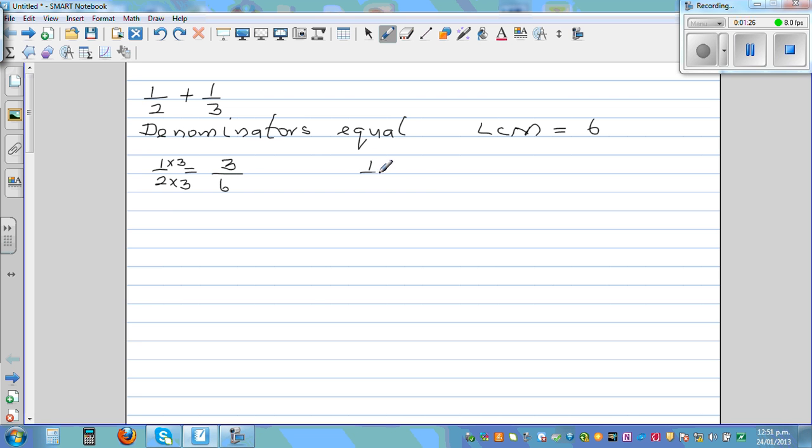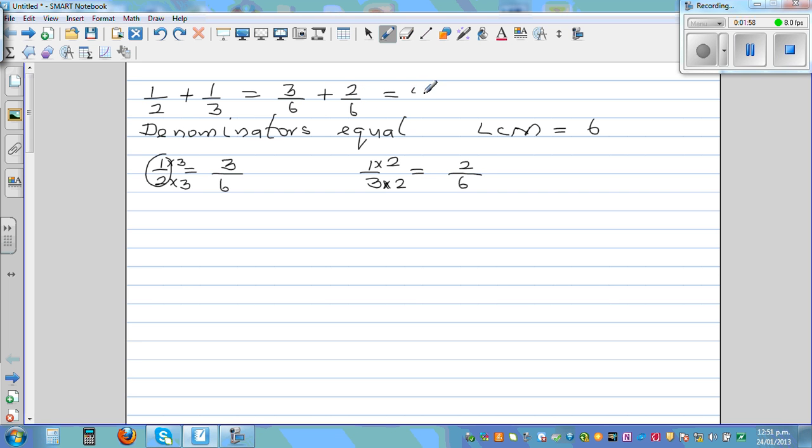If you take 1/3, I want to write 1/3 with a denominator of 6. So I'm thinking, 3 times what is 6? Well, 3 times 2 is 6. So if you multiply the denominator by 2, you also have to multiply the numerator by 2, which is 2/6. So in place of 1/2, we can write 3/6. So this is the same as writing 3/6 plus 2/6, which is 5/6.